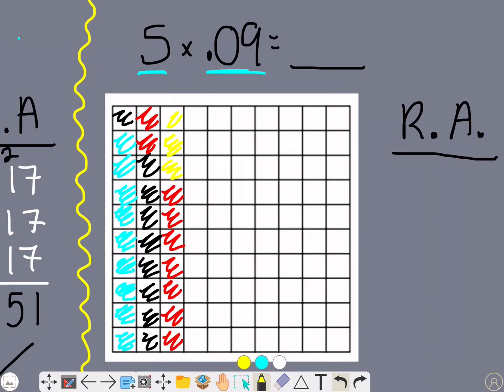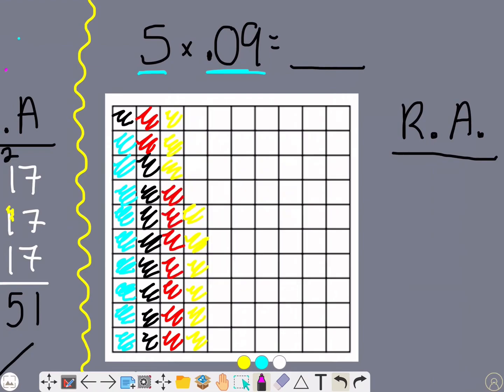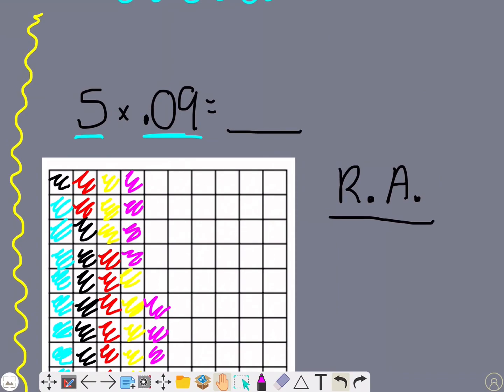So I have 3 groups so far. Go to my yellow. That'll be my 4th group. And then that pinkish color will be my 5th group. And if I counted up all my boxes, there would be 45 in total. So that would be 45 hundredths.